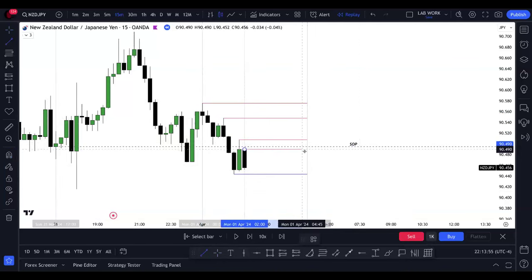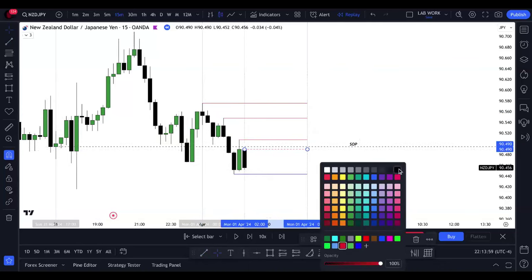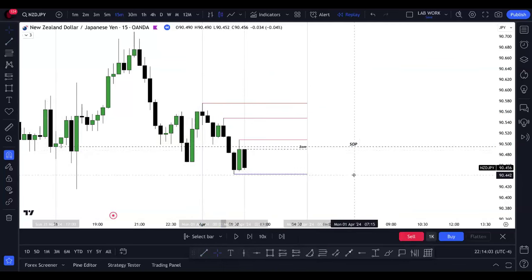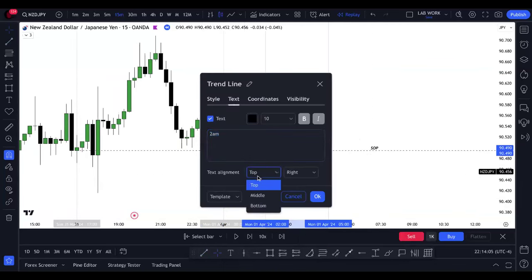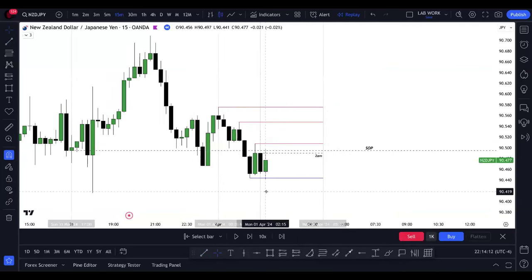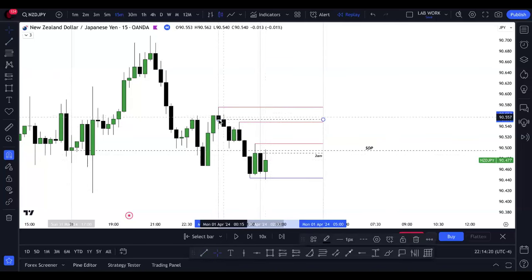This is the opening price. That's 2 a.m.'s opening price here. 2 a.m. Pay attention. Let's play it forward. See what happens. Sell side raid. There we go. Sell side raid. It went below 2 a.m. and it's below Sunday's opening price and it's below midnight opening price. Right? Triple confluence on a Monday.